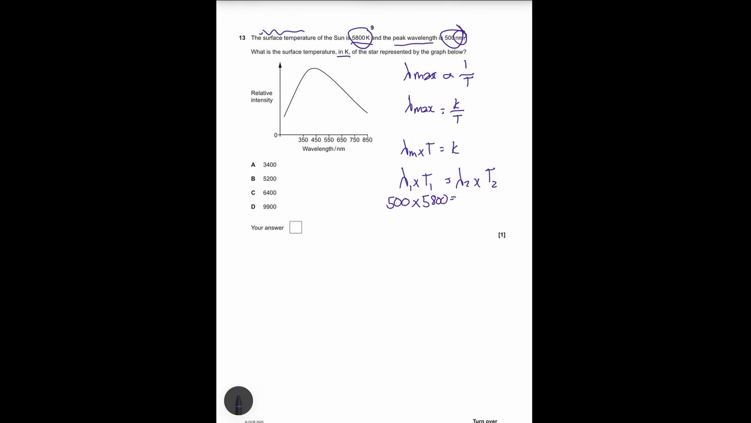What am I looking for? I'm looking for the surface temperature. So do I know lambda 2? Well, I can get it from the graph. So I'll do that, and it's about 450. Obviously, use a ruler in the exam.